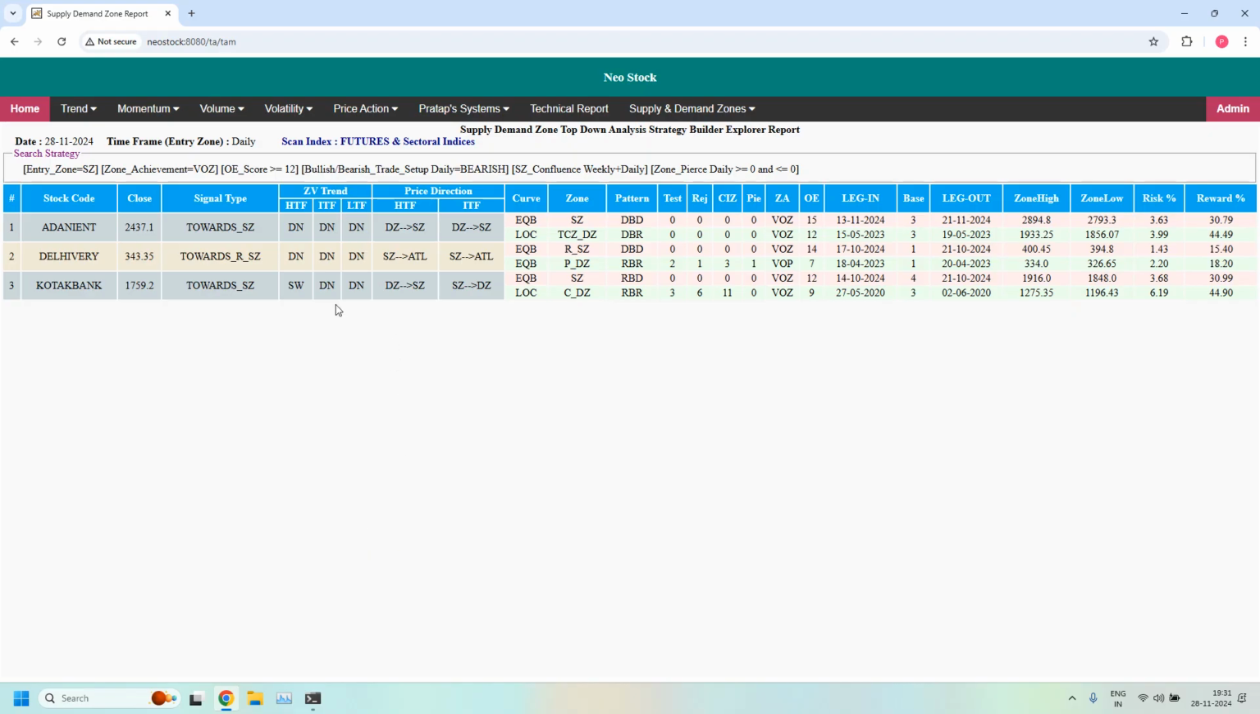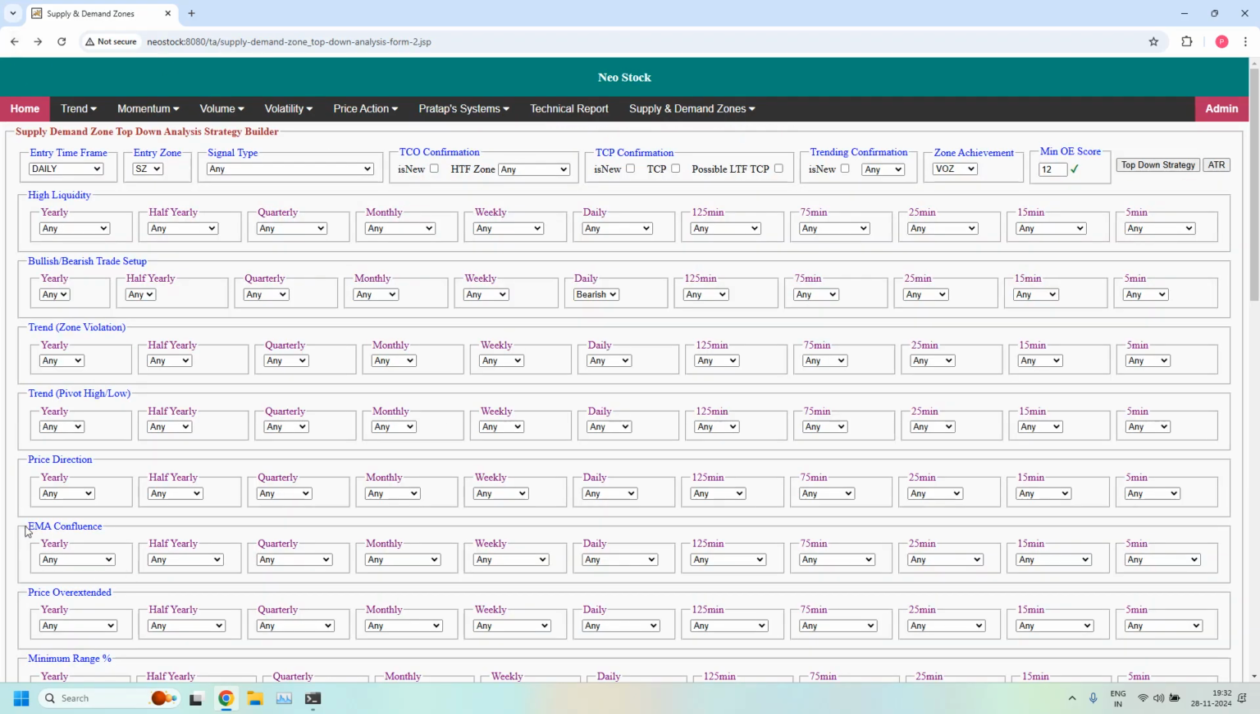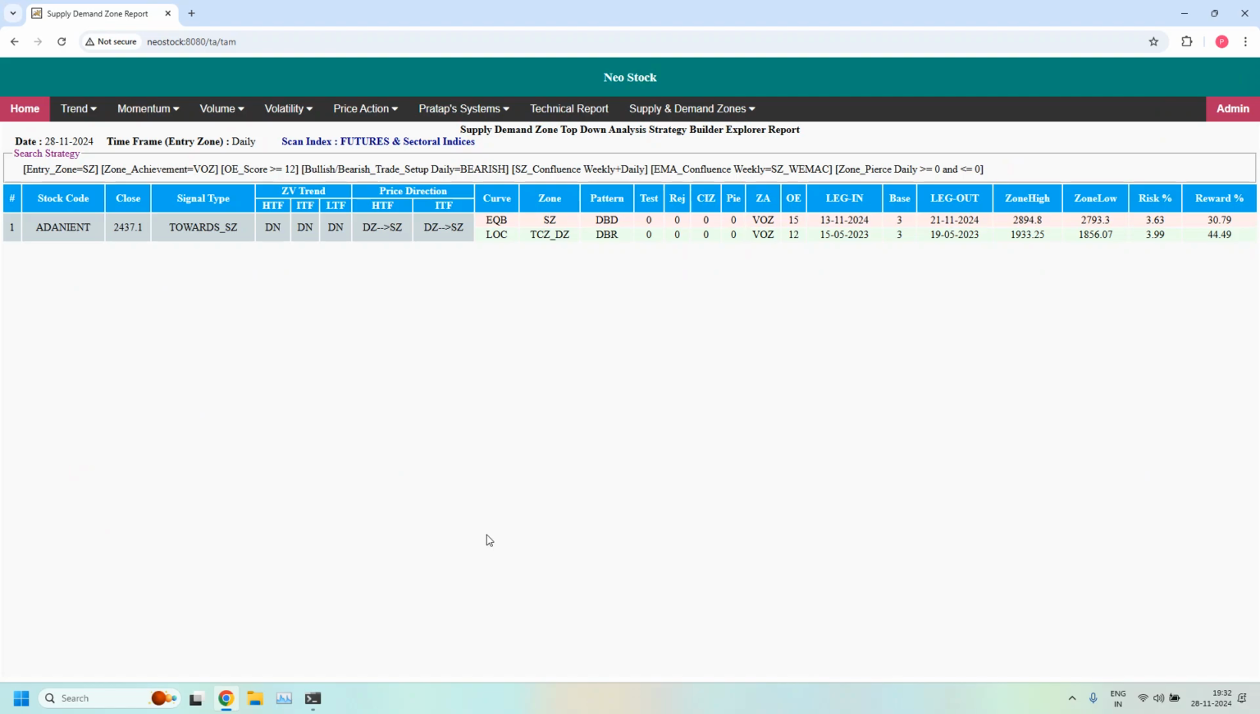Because the weekly trend is down, if any of these stocks are having a weekly supply zone with weekly EMA confluence, they are even more high probability trade setup supported stocks. So let's verify. In the EMA confluence at weekly time frame, because the daily supply zone is part of the weekly supply zone, that's why weekly supply zone is having weekly EMA confluence. Let's filter. We got 1 stock. Okay, this is based on LTF and ITF supply zone confluence.